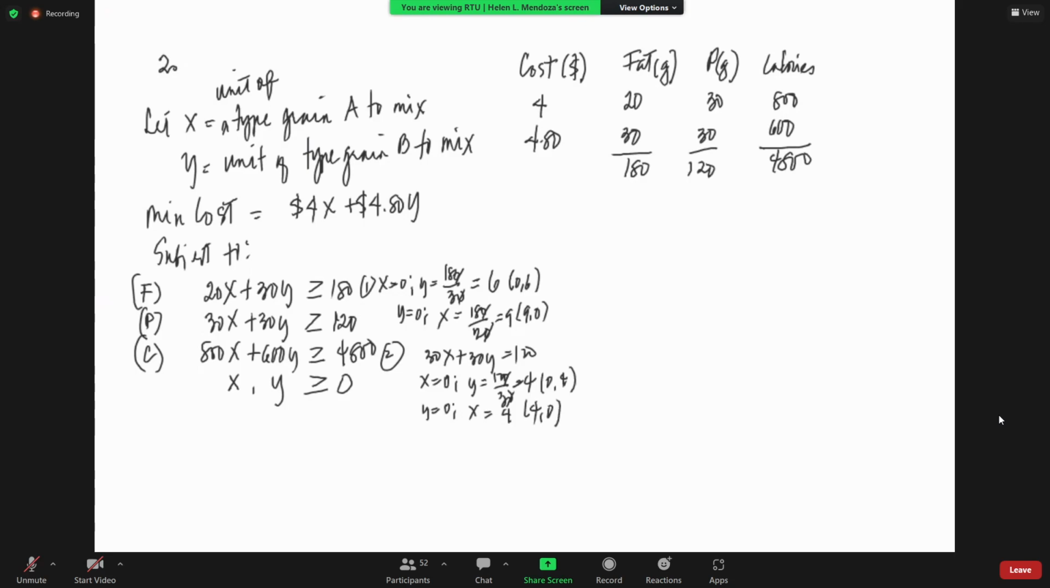For the third restriction, you have X is 0. Y is 4,800 divided by 600. So we can take out the zeros. So 48 divided by 6, I think, is 8. Tama ba? Y is 0. X is 4,800 divided by 800. So 48 divided by 8, I think, is 6. Tama ba? Baka ako'y mali eh. Alam ko po. Yes, ma'am. Tama po. Okay, so we have (0, 8).